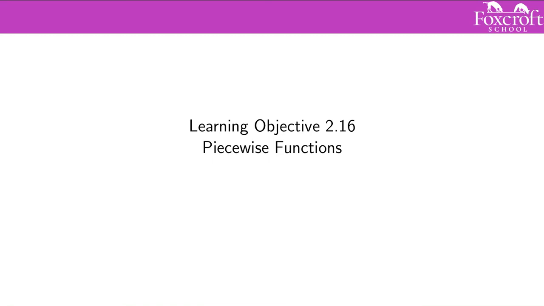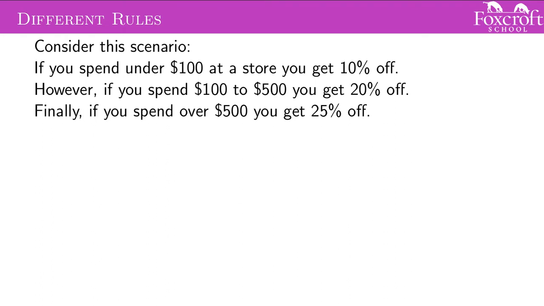All right, so we're continuing our discussion about functions, and now we're going to get a special type of function known as a piecewise function. Consider the scenario in this department store, and there's a sign that says if you spend under $100, everyone's going to get 10% off. If you spend $100 to $500, you're going to get 20% off. And finally, if you spend $500, you get 20% off.